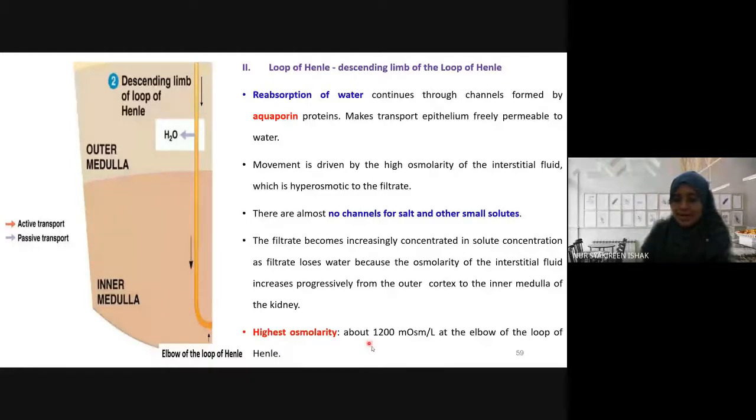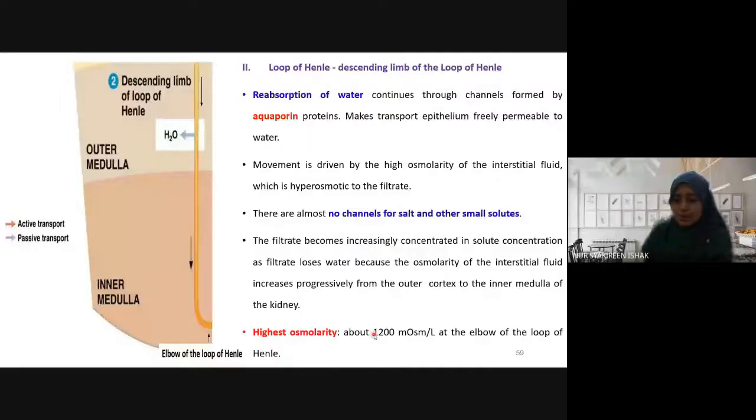Okay, the osmolarity of the filtrate is the highest, which is around 1,200 milliosmol per liter of filtrate. Okay, kat sini at the elbow of loop of Henle. So this is the most concentrated osmolarity of the filtrate that reach at the elbow of loop of Henle.